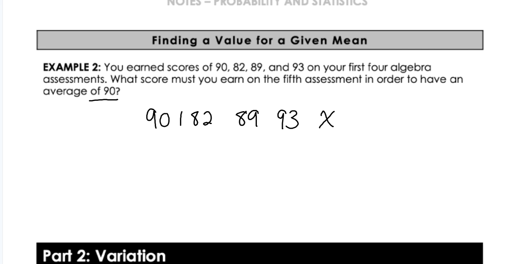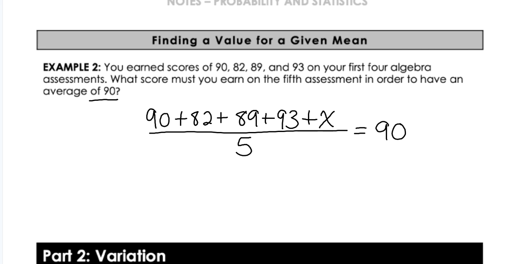To average these, I'm going to add them all up and divide by how many there are. We know we're taking 5 tests total. Even though we don't know that last score, we're still dividing by the total amount. And we want that average, or that mean, to be 90. So that's what my equation would look like. Once we have that set up, we're just going to simplify and solve from there.